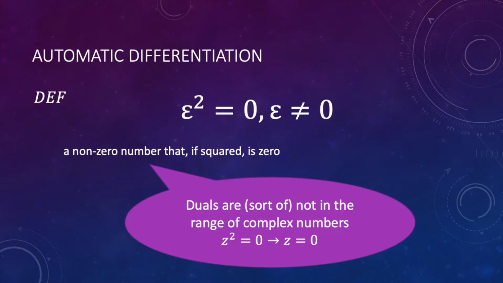To begin with, what is the definition of epsilon? In a nutshell, it is a non-zero number that, if squared, is zero. Is there such a number in the range of complex numbers? For a number to be zero when squared, it must be zero. However, this is contrary to the definition from above. We know it is not in the range of complex numbers. In other words, it's a concept that never appeared in the range of high school mathematics.